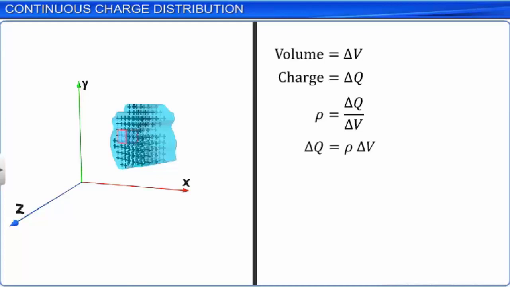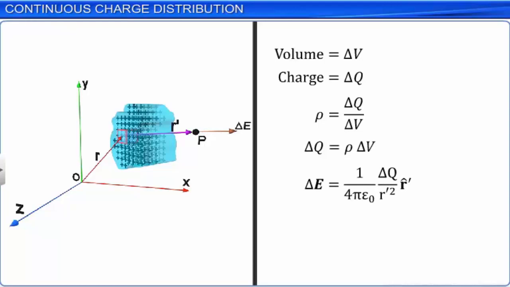The position vector of the volume element, ΔV, with respect to the origin O is R. Consider a point P in the electric field of the volume charge distribution, which is at a distance of R' from the volume element ΔV. The electric field strength at point P due to the volume element is ΔE is equal to 1 by 4πε₀ ΔQ by R' square into R' cap, where R' cap is the unit vector in the direction of the straight line from the volume element towards the point P. This can be written as ΔE equal to 1 by 4πε₀ into ρ ΔV by R' square into R' cap.